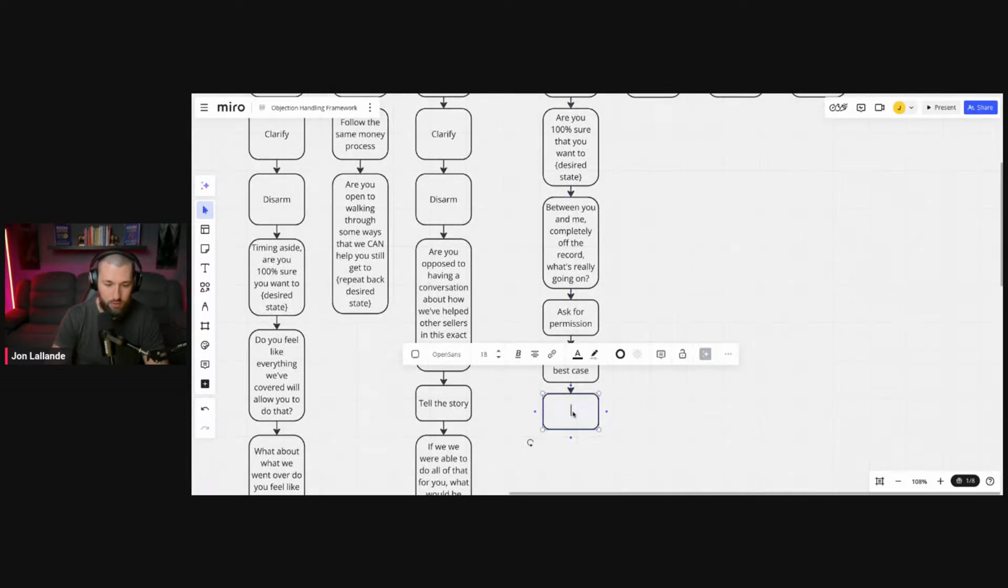And then we're going to ask what feels riskier. Not riskier. Is it continuing to push this off like we have been? Or is it doing something now so that way we can get you to your desired state?